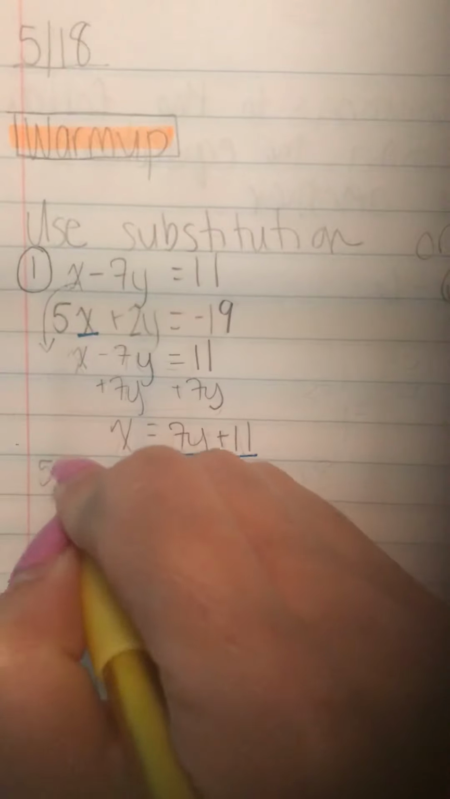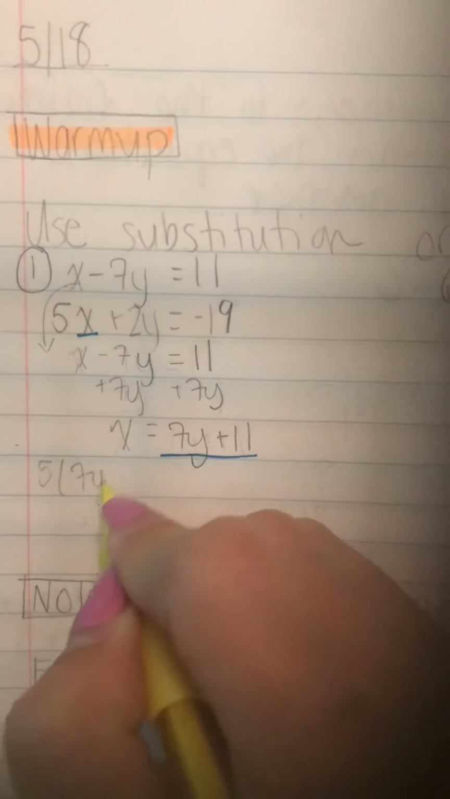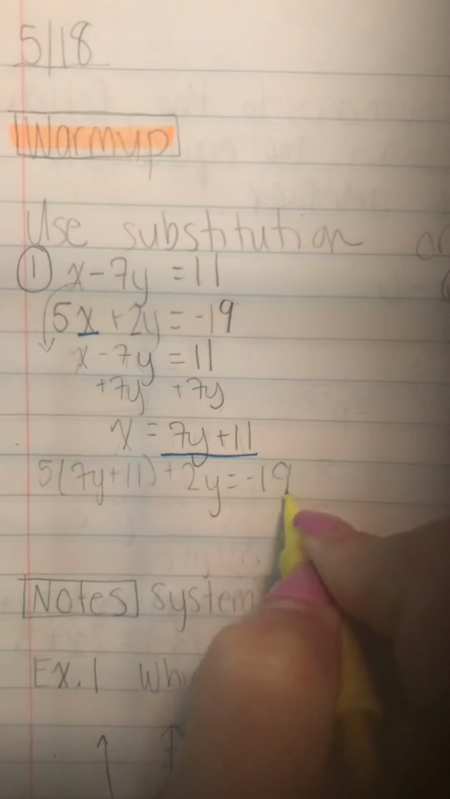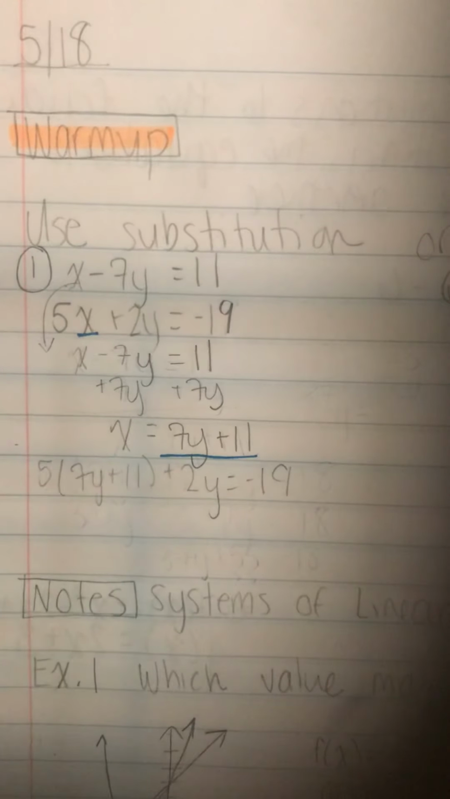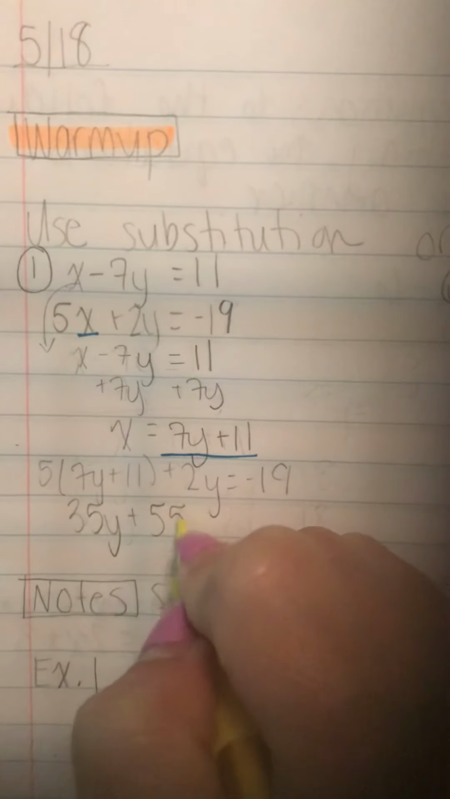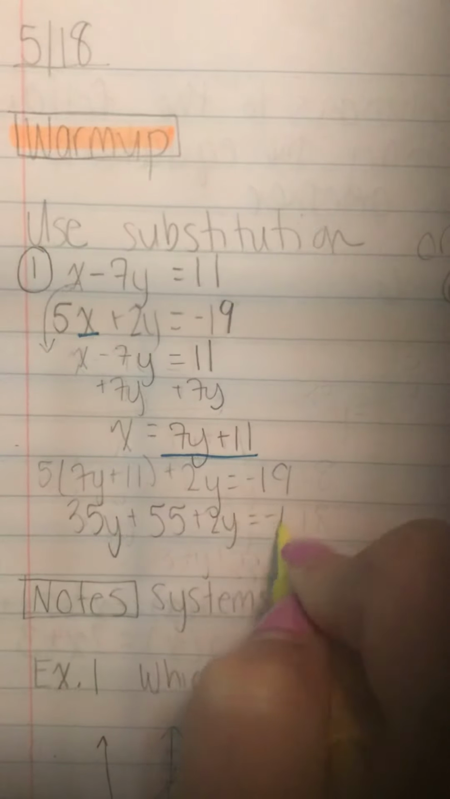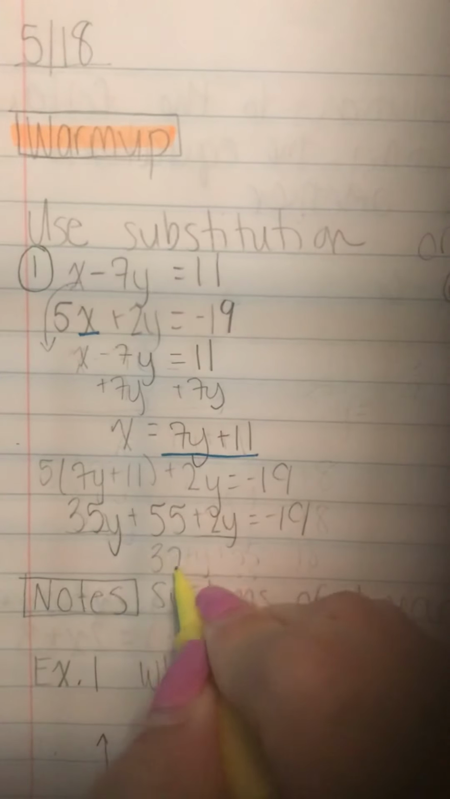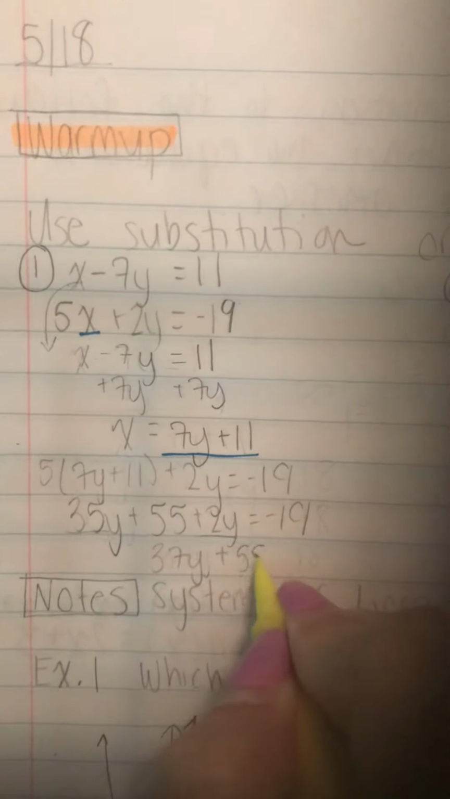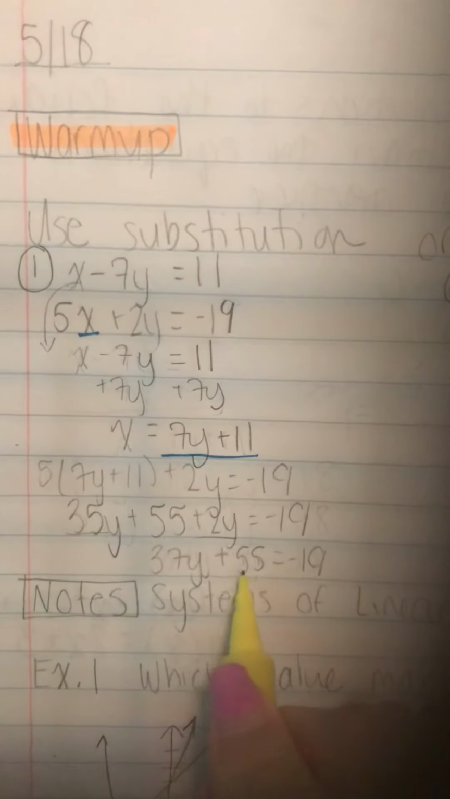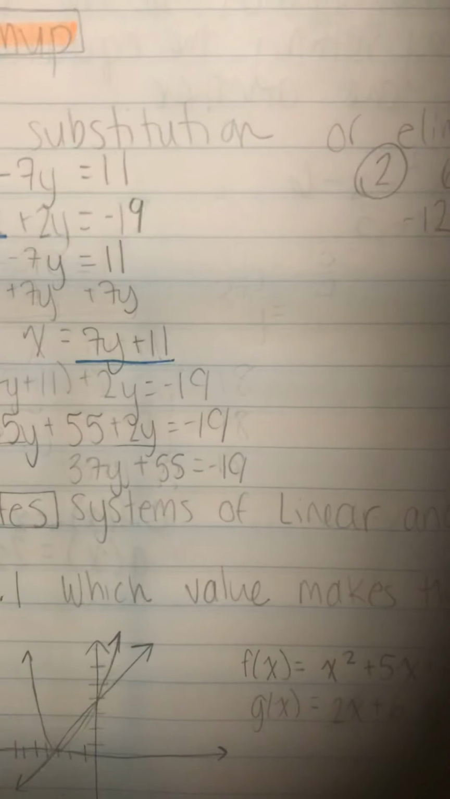Okay, now we're going to plug it in. 7y plus 11, make sure you still have that 2y on the outside, and that equals negative 19. I distribute, which means I multiply. 35y plus 55 plus 2y equals negative 19. I combine my like terms, which is 37y plus 55 equals negative 19. I'm going to move this 55 to that negative 19, and how do I do that? I'm going to subtract it.